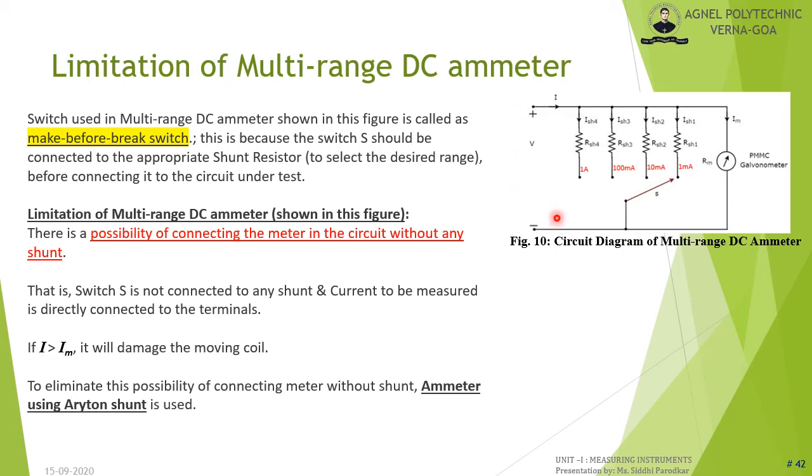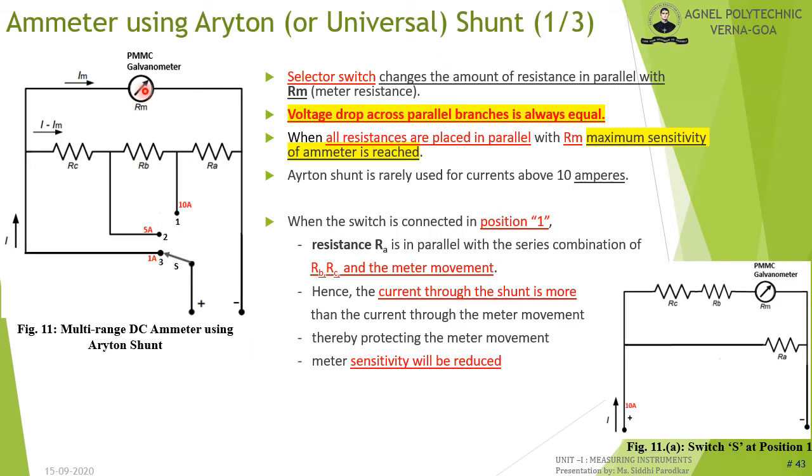If current that is fed to this terminal is greater than the current which the coil can withstand, this moving coil will get damaged. To eliminate this possibility of connecting meter without a shunt resistor, the ammeter using Aryton shunt is used. This ammeter we will be studying in the next slide.